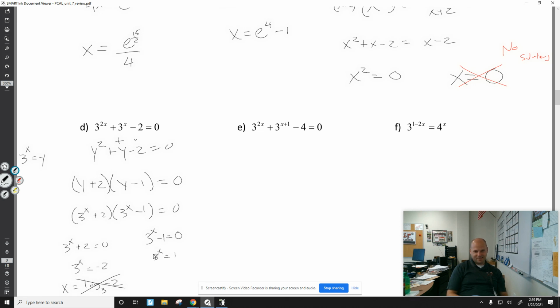Good stuff. Log base 3 of both sides. Log base 3 of 1, 0. 3 to 0 is 1, plus 3 to 0, which is 1. 1 plus 1 is 2. 2 minus 2 is 0. There's your answer. 0.